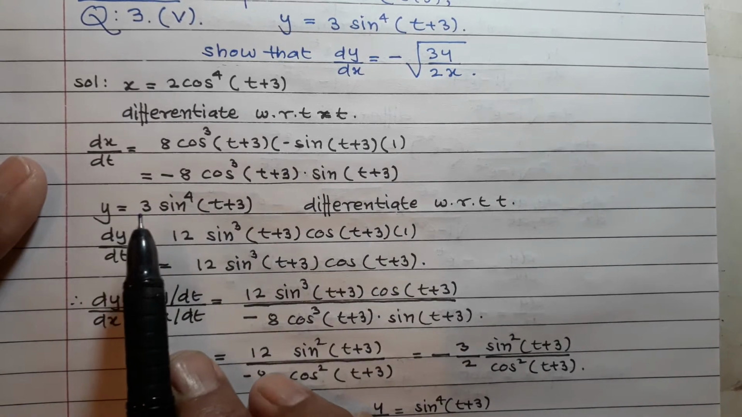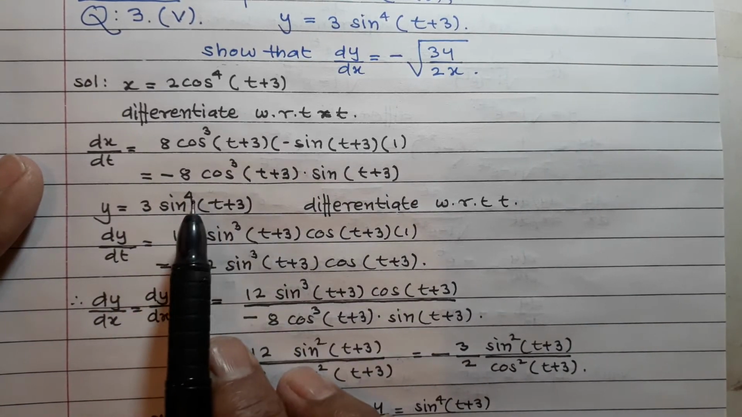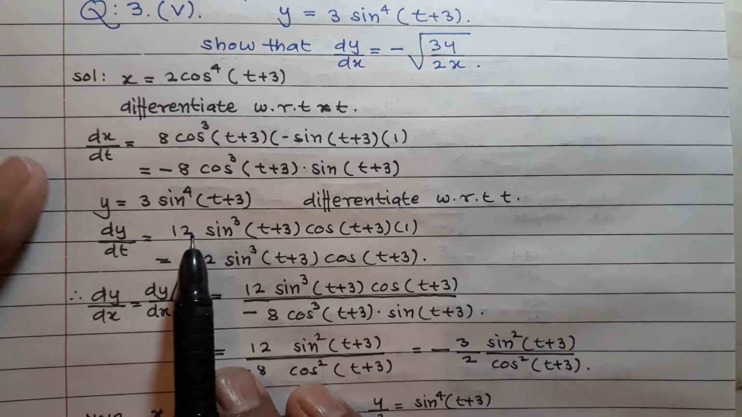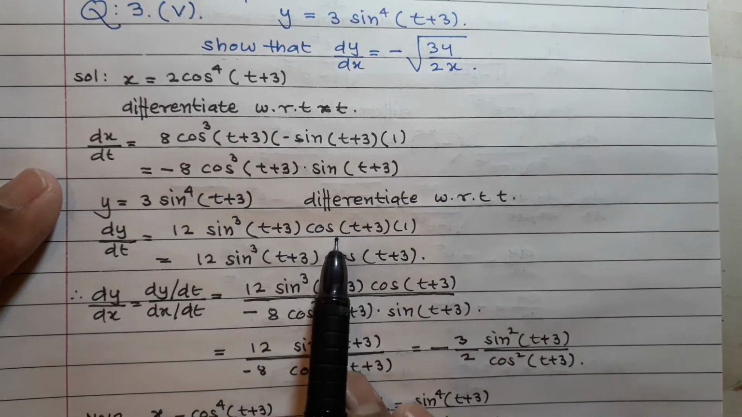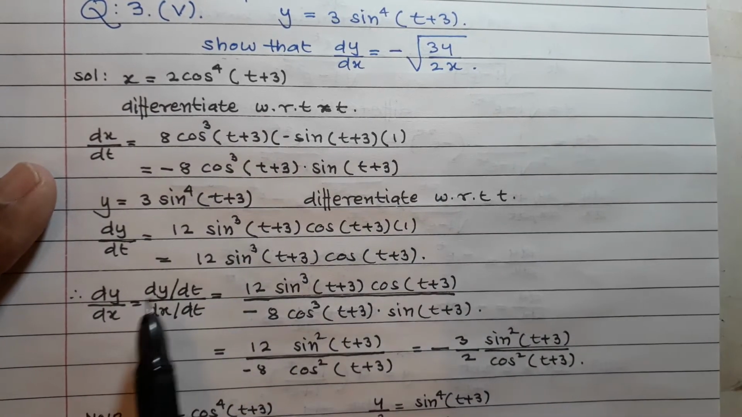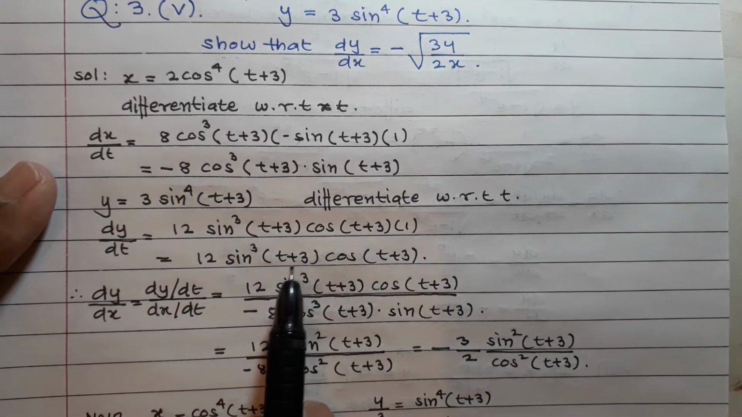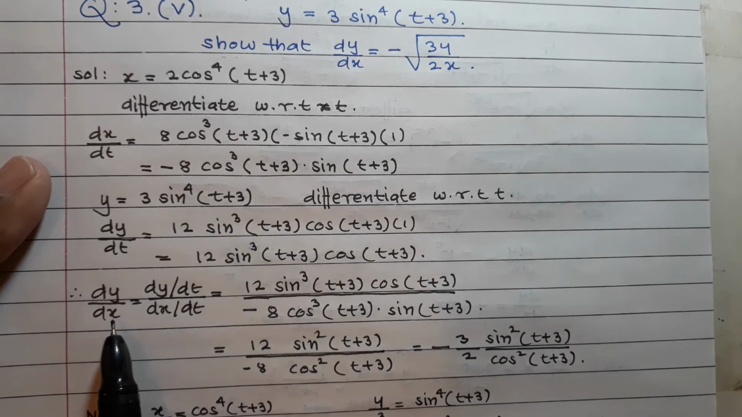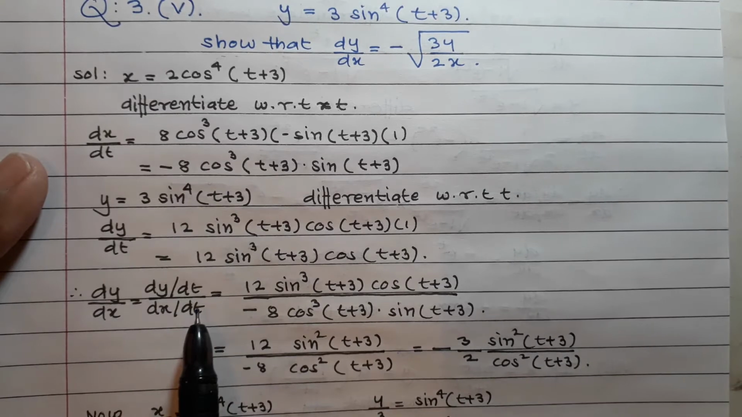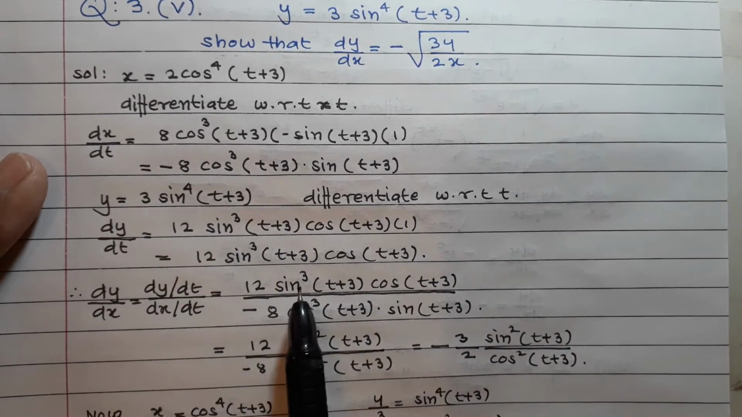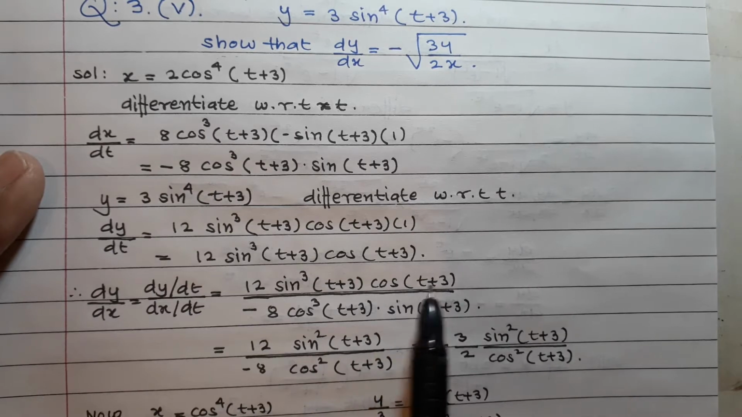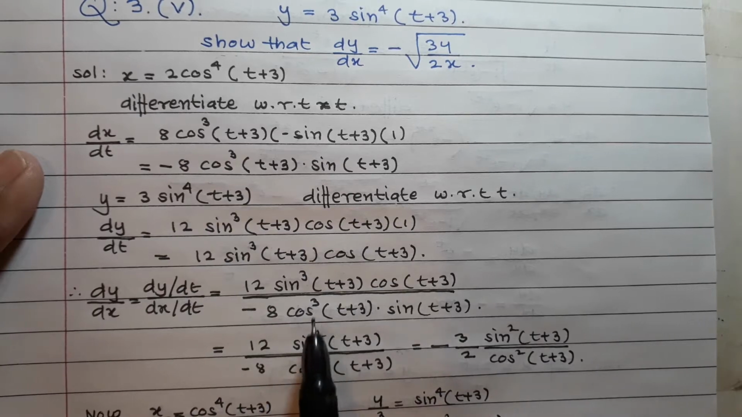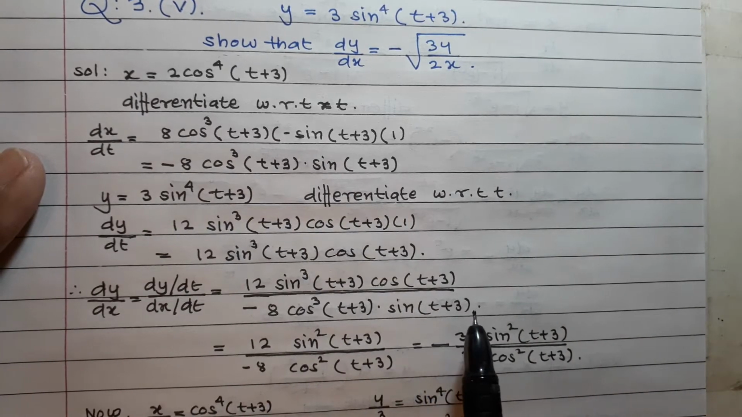Now y is equal to 3 sin^4(t+3). Differentiate with respect to t. dy/dt is equal to 12 sin^3(t+3) cos(t+3) into 1, which is 12 sin^3(t+3) cos(t+3). Therefore dy/dx is equal to dy/dt upon dx/dt, is equal to 12 sin^3(t+3) cos(t+3) upon minus 8 cos^3(t+3) sin(t+3).